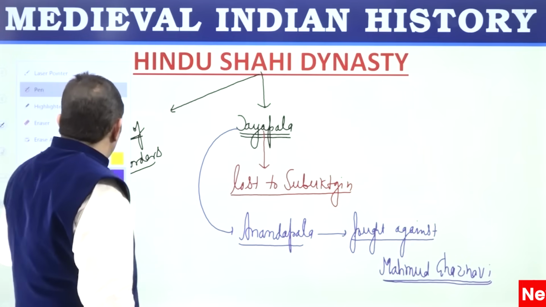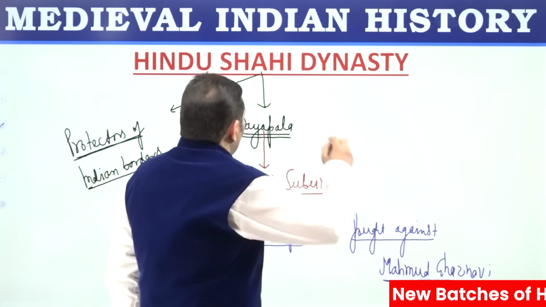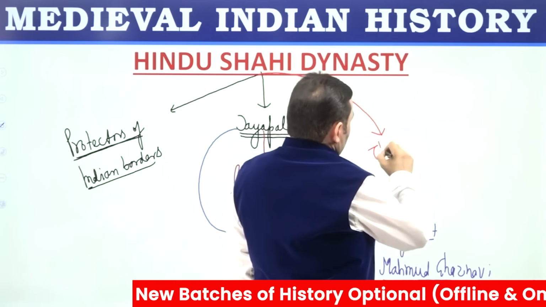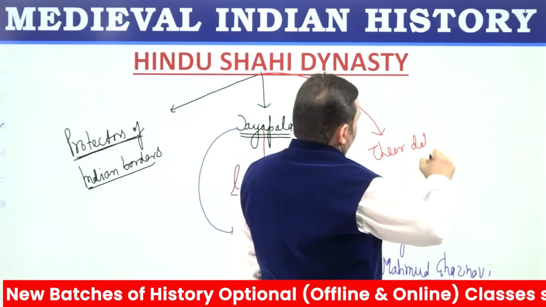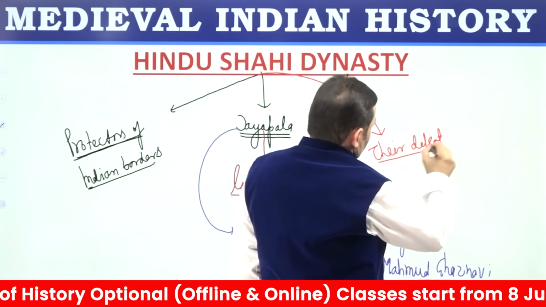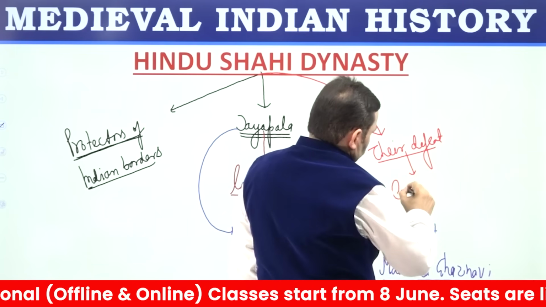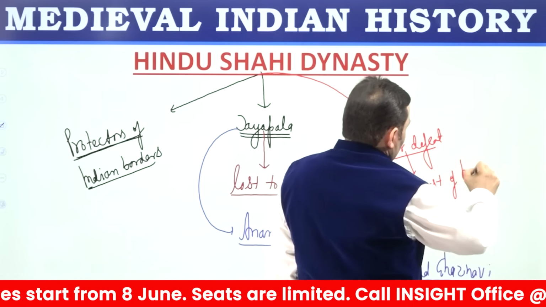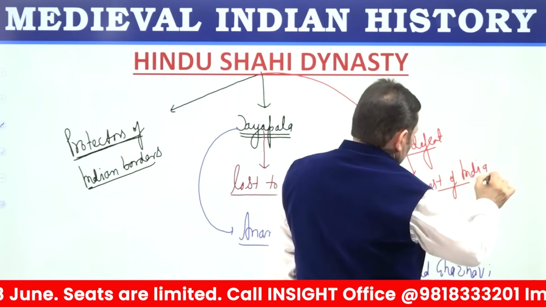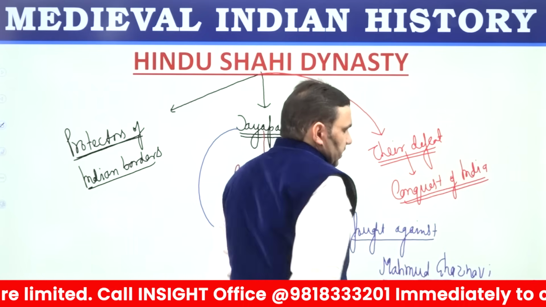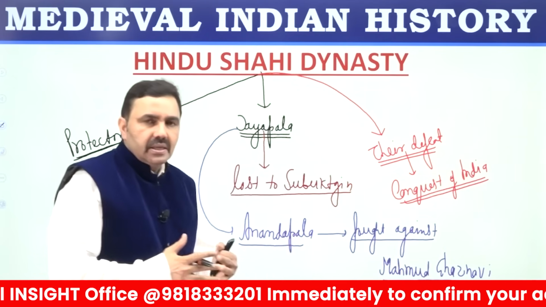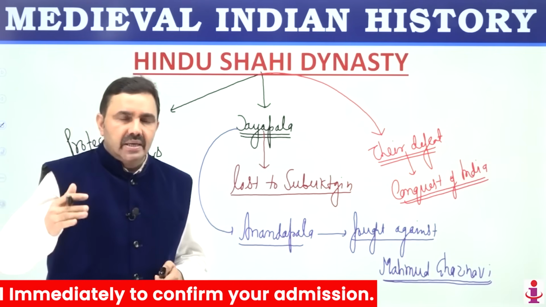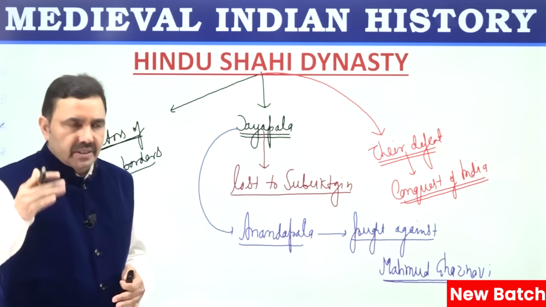What was the impact of their defeat? Once the Hindu Shahis lost, their defeat resulted in the beginning of the process of conquest of India. So Turks were successful. Turks started pressurizing the rulers of the interiors, and this process culminated ultimately in the establishment of Turkish rule in India in 1192 AD.